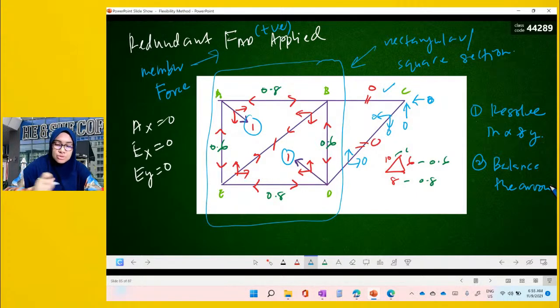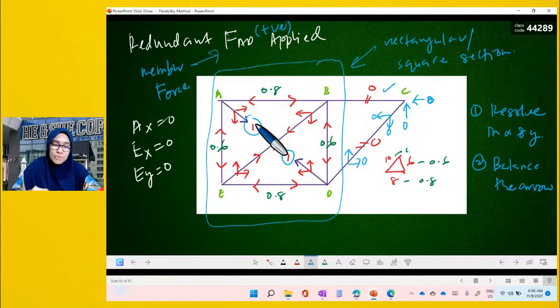Balance the arrow. So, step number 1, we need to put a unit value of member force of FAD, and a unit value. Since it is an inclined member, we need to resolve in X and Y. And after that, we have to balance the arrow.